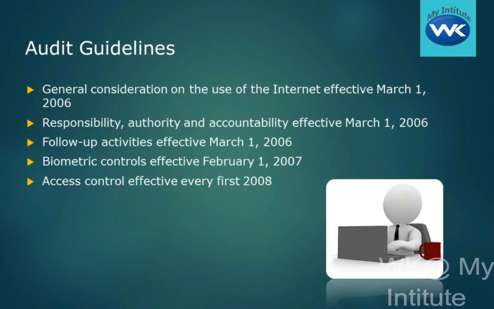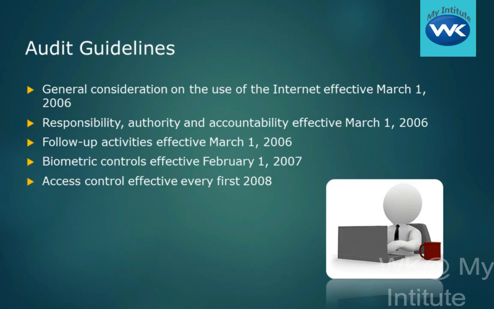General consideration on the use of the internet, effective March 1st, 2006. Now, okay, this is probably a very controversial area when it comes to doing a lot of auditing, which is just what it sounds like. What are the expectations of the organization, the rules that they set out, or any other guidelines that you need in determining what is acceptable or non-acceptable use of the internet from those people that are involved in the organization, at least while on the organization's property.